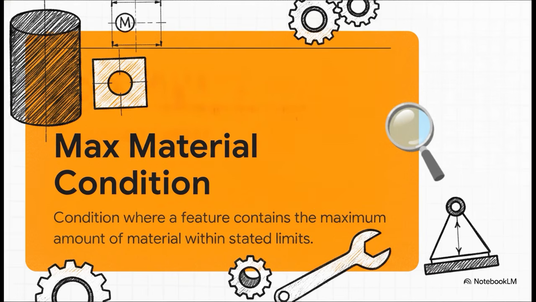Why? Because leaving the hole small means you're leaving more metal on the part itself. On the flip side, if you have a shaft or a pin, MMC is the largest allowable diameter. Basically, MMC represents the heaviest possible part you can make. And functionally speaking, this is the worst-case scenario for two parts actually fitting together. A minimum hole trying to accept a maximum pin, that is going to be your tightest, most difficult fit, for sure.